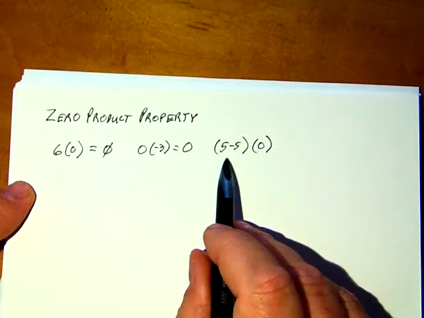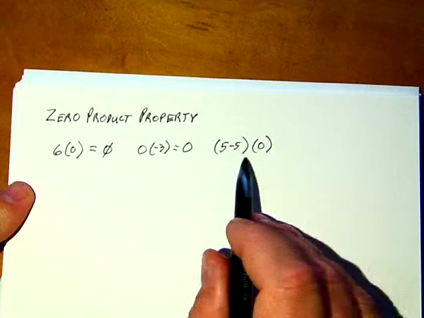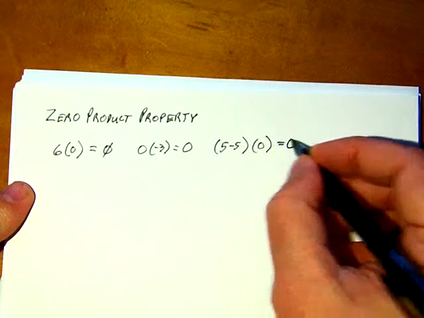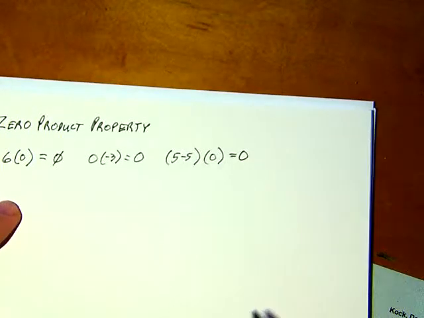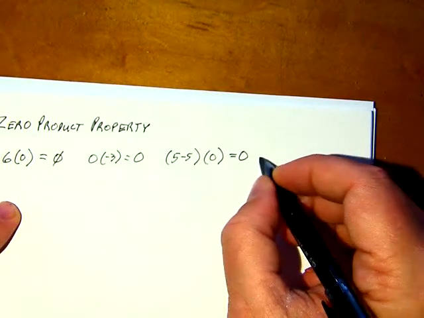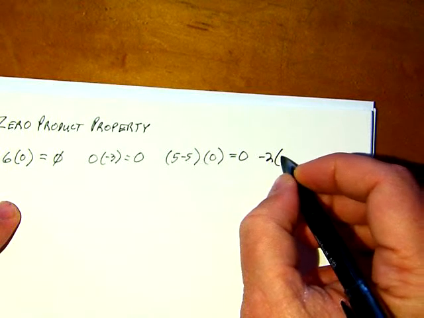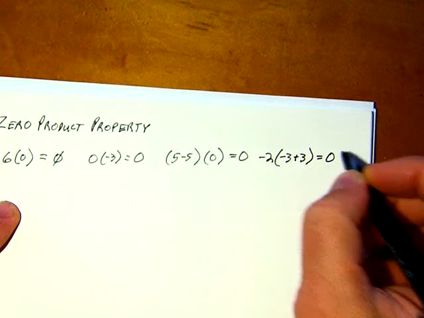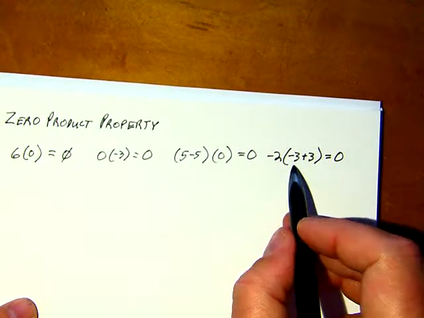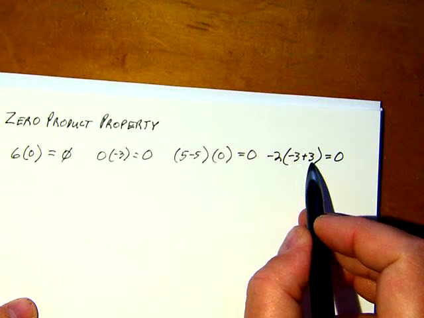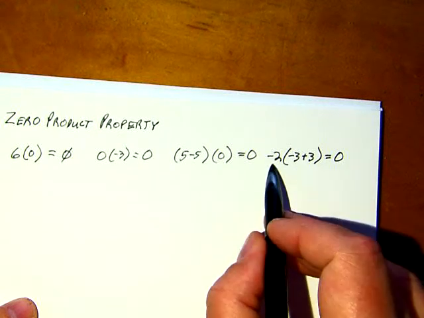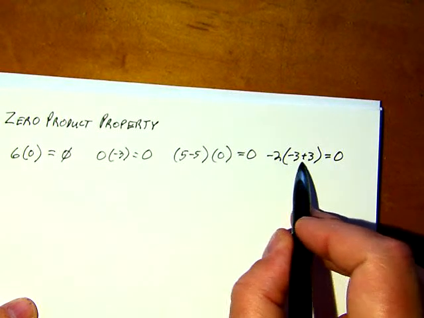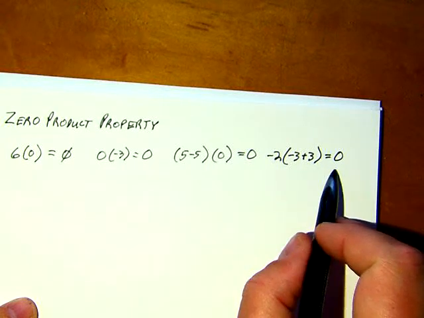Well, in this case, we get 0 times 0. They're both 0, but it still doesn't change. The answer is 0. And now, what if I have something like this, negative 2 times negative 3 plus 3 equals 0. Is that a true statement? Well, we know that negative 3 plus 3 is 0, so 0 times negative 2, doesn't matter what this number is, anything times 0 is 0, so that's a true statement.